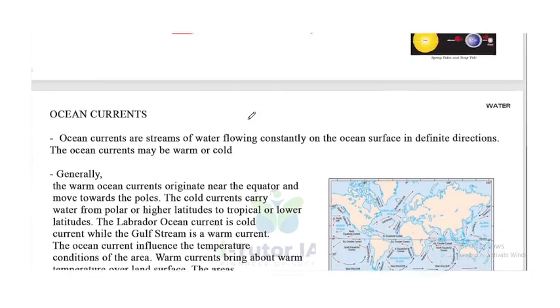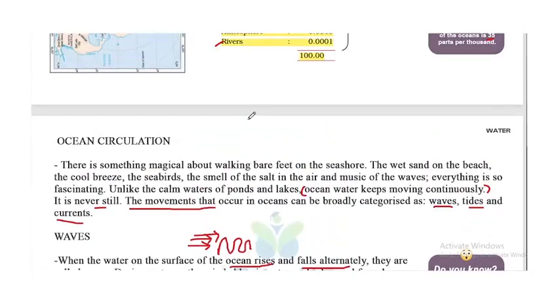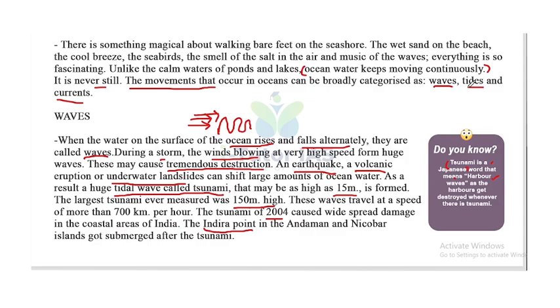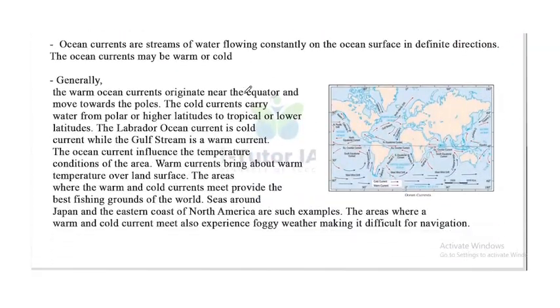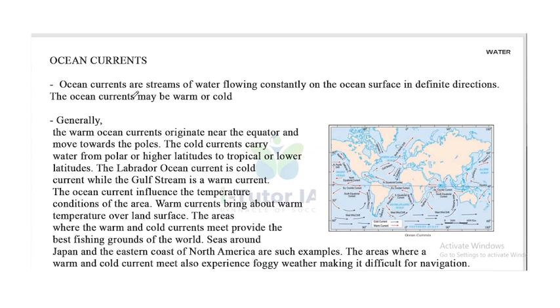Now, we discussed waves and tides. The last one is ocean currents. Ocean currents are streams of water flowing constantly on the ocean surface in definite directions. So what is an ocean current? The ocean currents may be warm or cold.